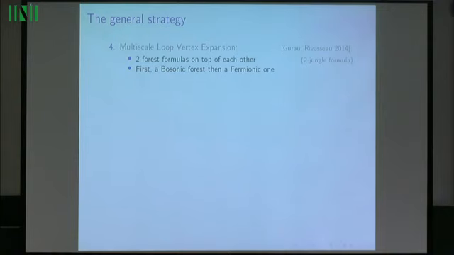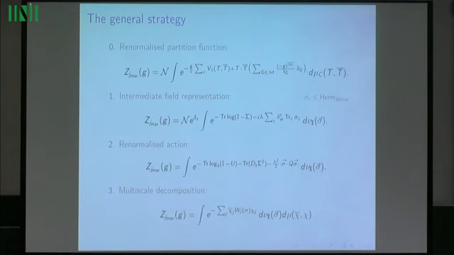I'm afraid I don't have much time to explain, but it's essentially you expand your exponential. So at order n you have W to the n. Then you test bosonic connections between these. So you have a forest of bosons, a collection of trees, and then you launch a forest formula in the fermionic one, which tests fermionic connections between these trees.